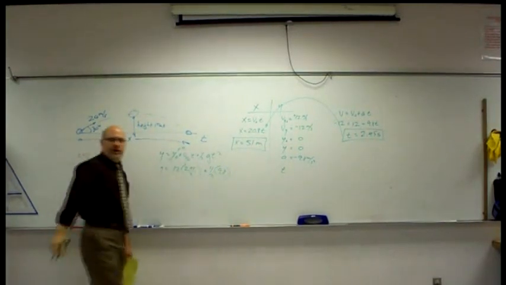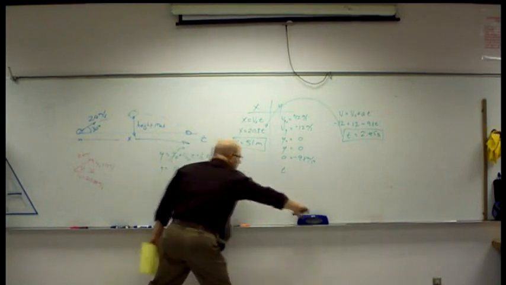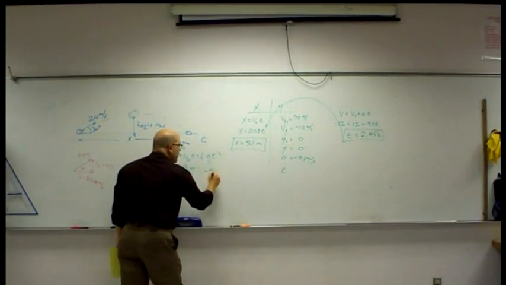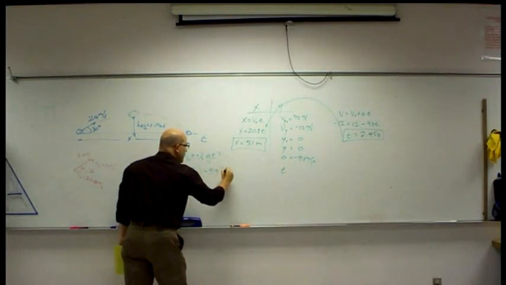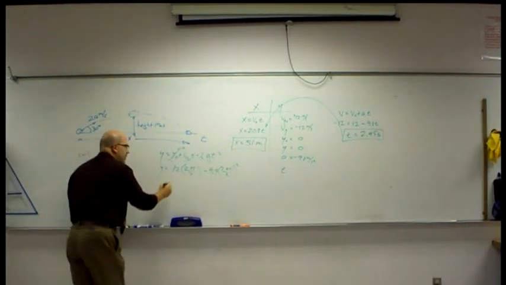Uh-oh, I made a mistake. What did I do? Negative. Okay, this is going to be negative. You'll save a lot of time if you realize that's negative 4.9. And then 2.45 over 2 squared. So that will give you your max height.